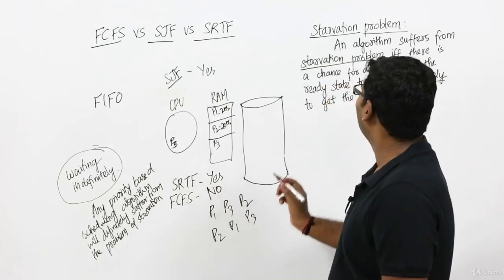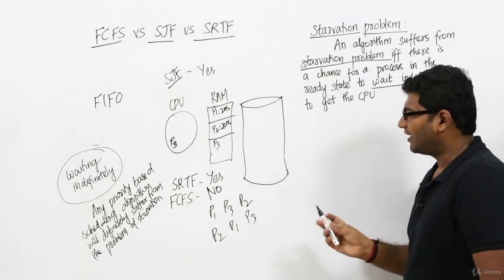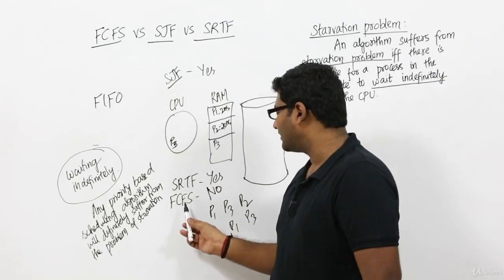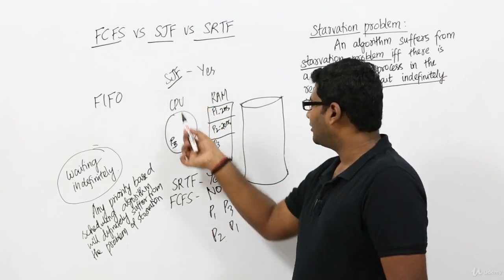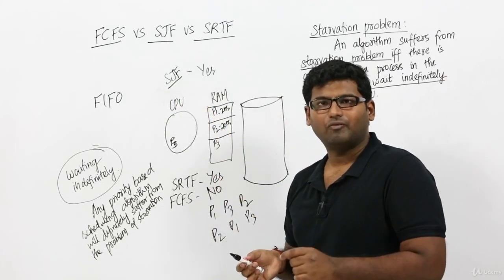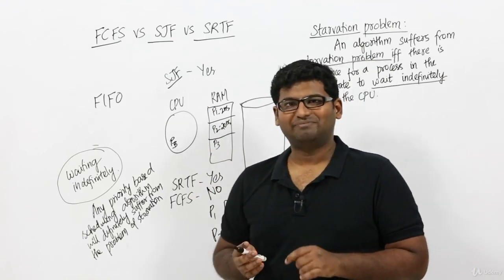So considering the factor of starvation, our FCFS has an advantage in that it doesn't have the starvation problem, whereas SRTF and SJF have the disadvantage that they suffer from the problem of starvation. Okay, fine.